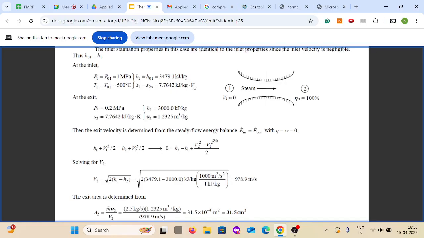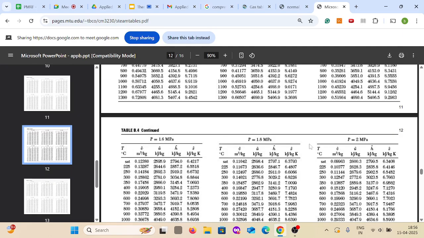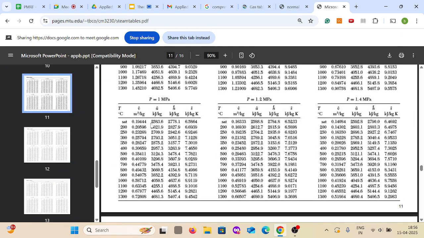So to do that, first we know the stagnation properties. Stagnation pressure is 1 megapascal and stagnation temperature is 500 degrees Celsius. So your stagnation enthalpy is 3479 kilojoule per kg, and your entropy is 7.7642. So from the steam table, for 1 megapascal and 500 degrees Celsius, that's what we get.